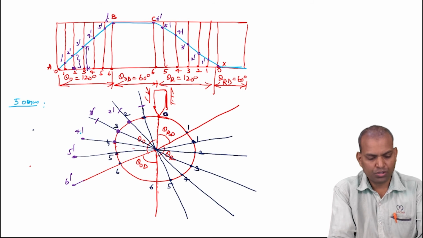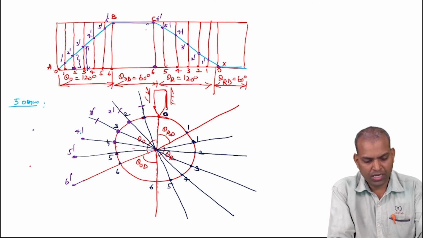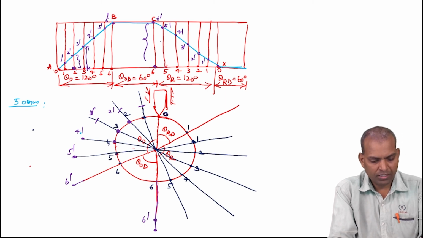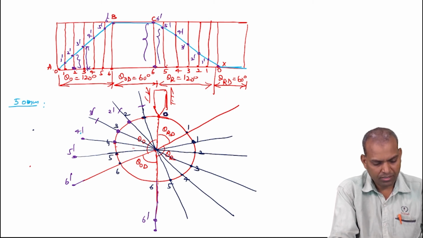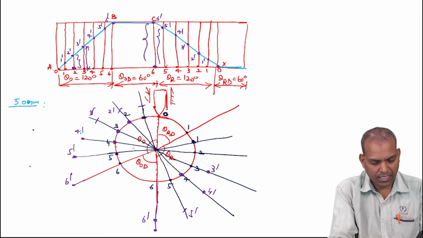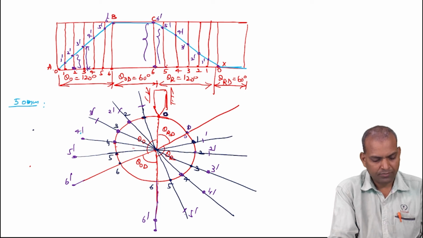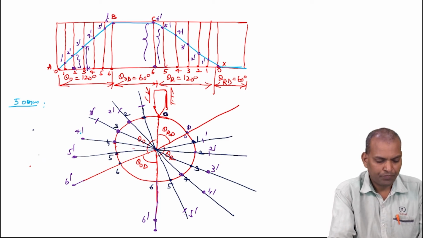Similarly, now for the return stroke, you measure from 6 to 6 dash from the displacement diagram, mark on the line, that is 6 to 6 dash, approximately 6 dash. Similarly, for the return stroke, 5 to 5 dash length is taken from 5 and it becomes 5 dash. Similarly, 4 to 4 dash, 3 to 3 dash, 2 to 2 dash, to 1 dash. On one line, it is the 0 line, cutting at the intersecting point.